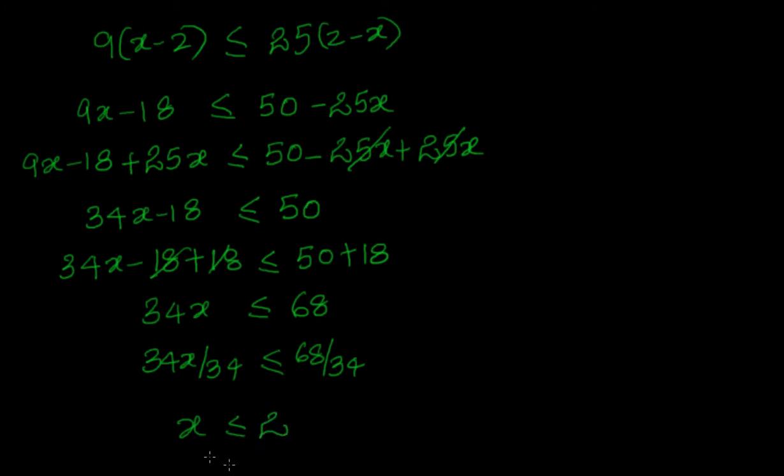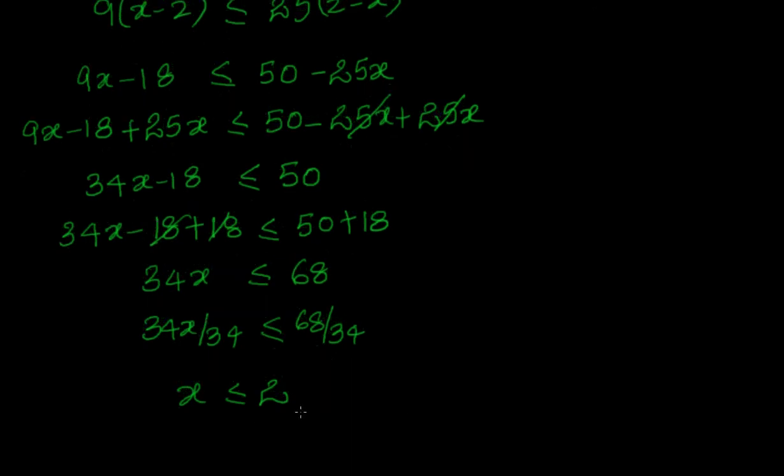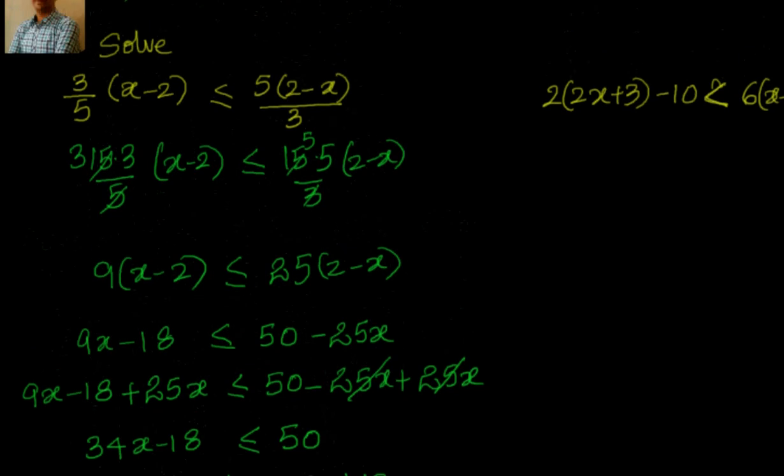So x belongs to R here. By default, if not given, it always belongs to R. X less than or equal to 2. That means I can go till 2 on the positive side and 2 is included. On the negative side, it starts from negative infinity. So the solution set will be negative infinity to all the real numbers including 2. Let's solve the next one.